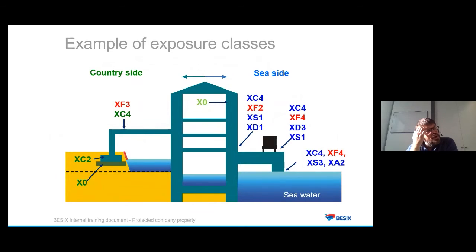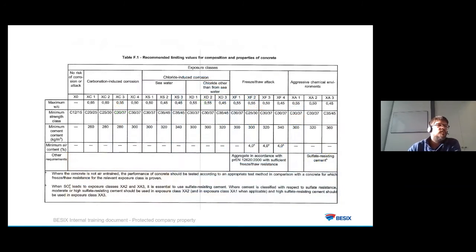This is a good example just to illustrate the exposure classes a little bit more. You can see that you can have really a lot of different classes on the different elements, depending on whether it is horizontal or vertical, because you will have projection or not. And you will have each time a number just behind the exposure class that will then be related to the table that we have shown before.